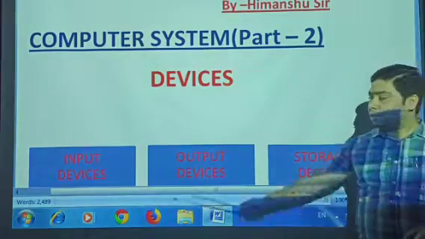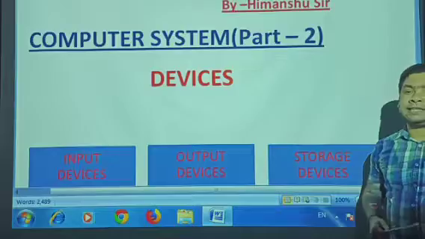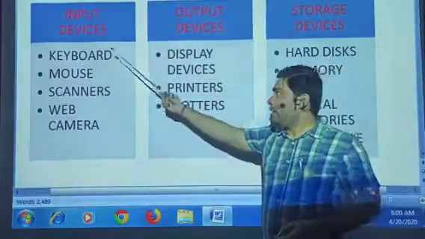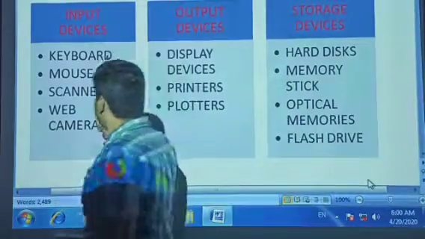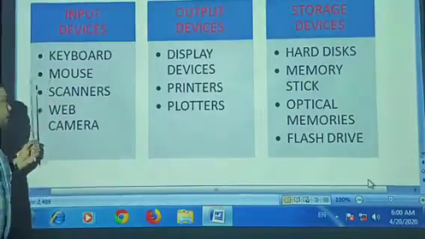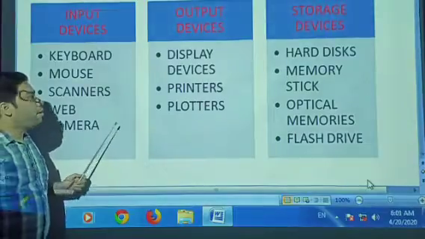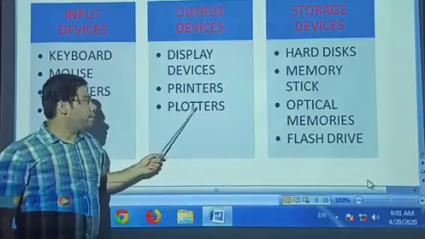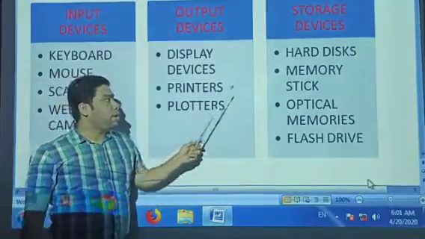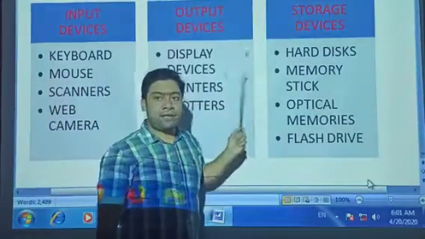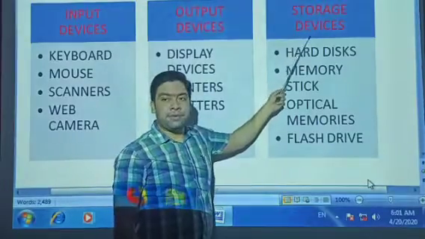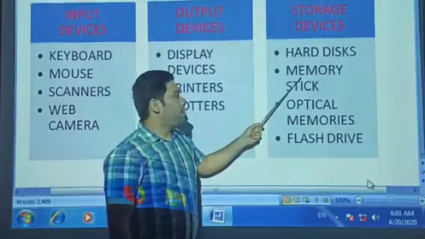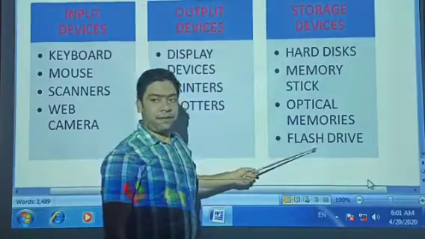According to the division, there are different examples or different kinds of devices. Whenever we are talking about input devices, there are keyboard, mouse, scanner, and web camera. While talking about output devices, there are display devices, printers, and plotters. Storage devices, as we already discussed in part 1, are for example hard disk, memory sticks, optical memories, and drives.